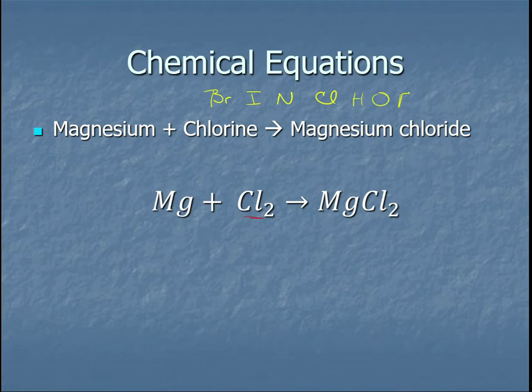B-R-I-N-C-L-H-O-F. Brinkelhoff. All these, when they're in a formula and they're by themselves, get a subscript of 2. So chlorine in this situation has a subscript 2.